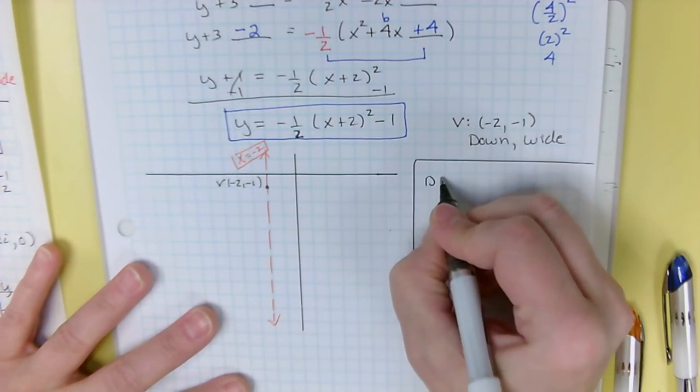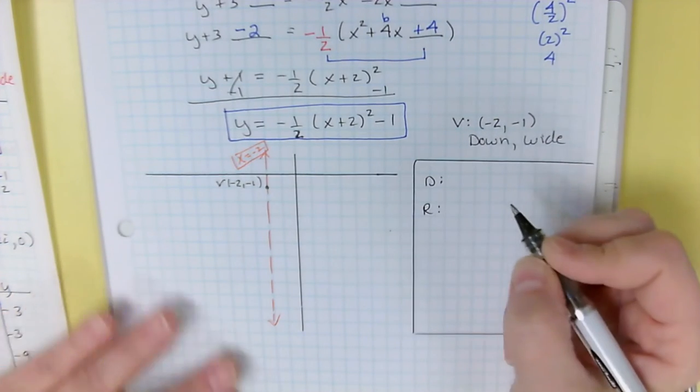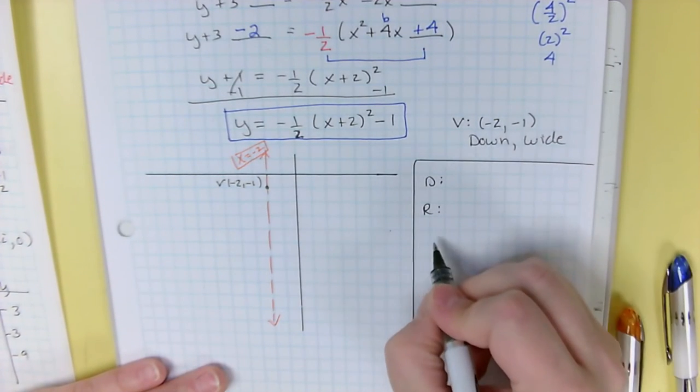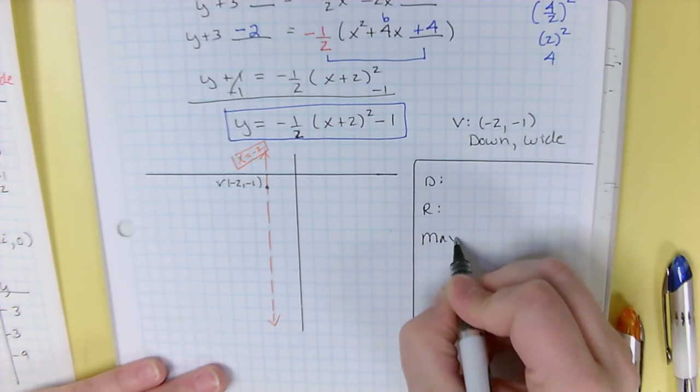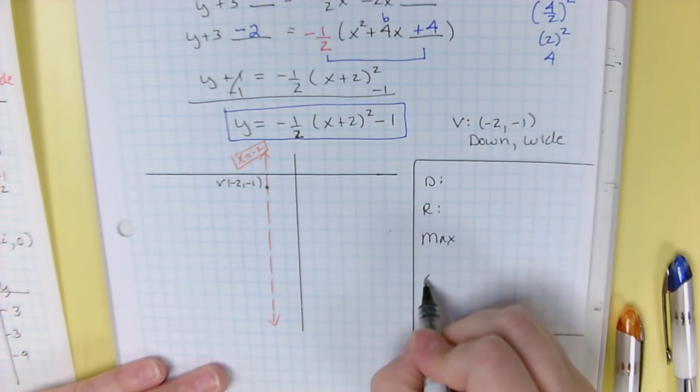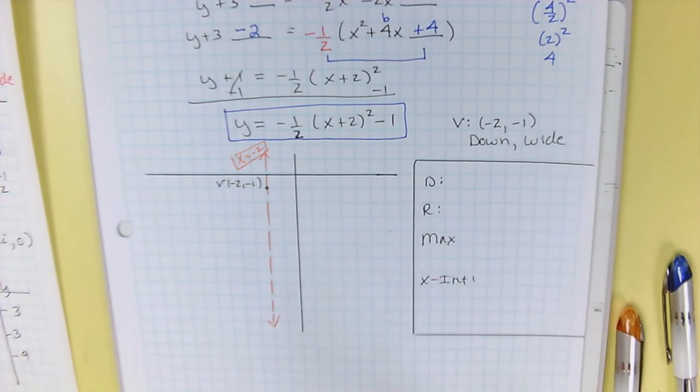So let's go over here. So we have domain, we have range. We'll save those for last. We're going to do a max-min statement. In this case, it's a maximum. And we're going to do x-intercepts.